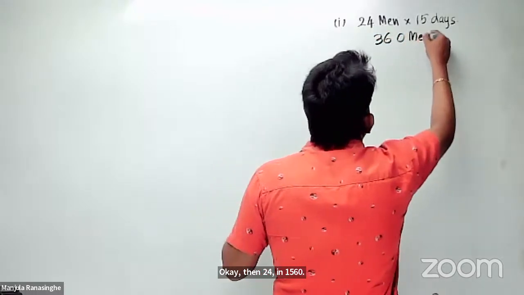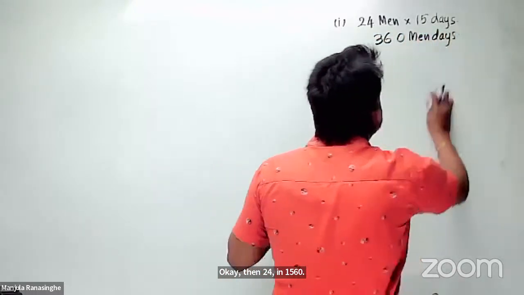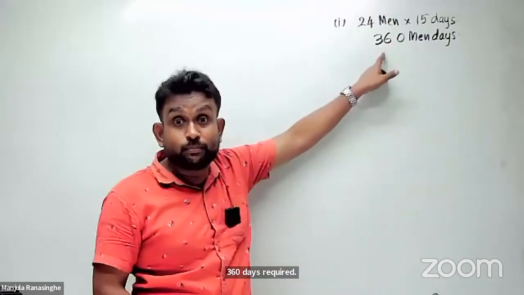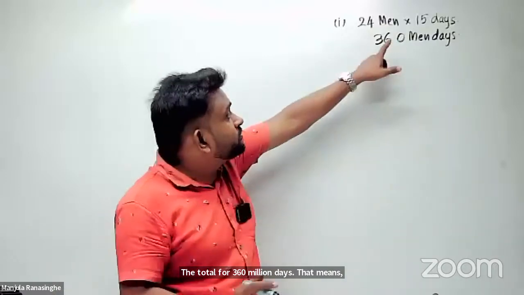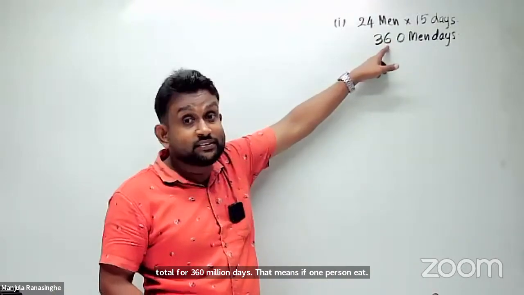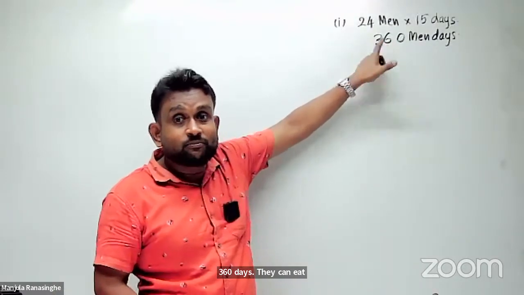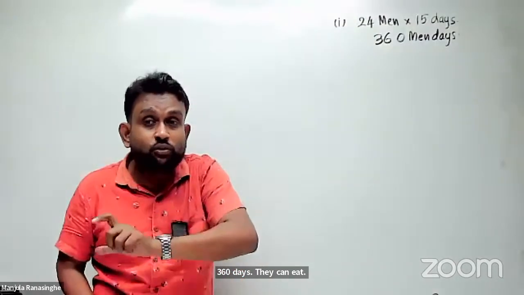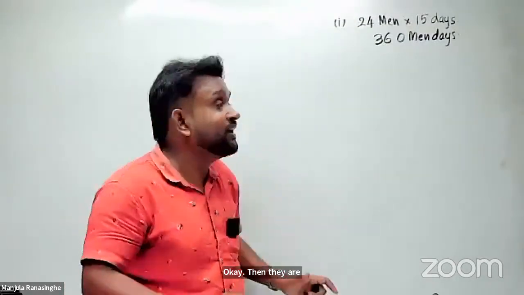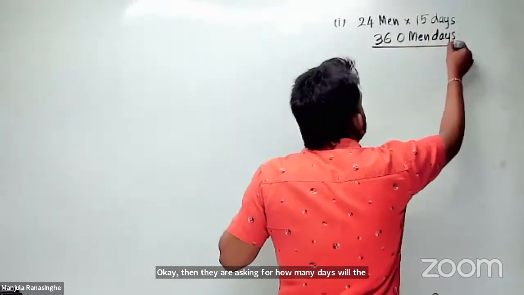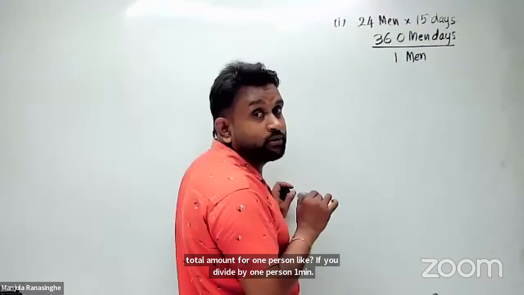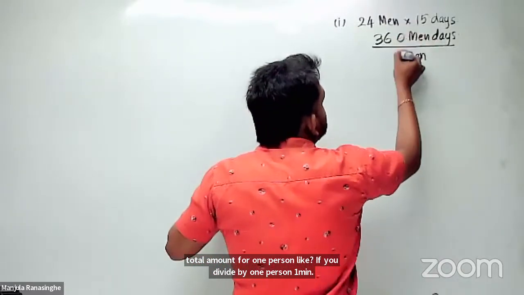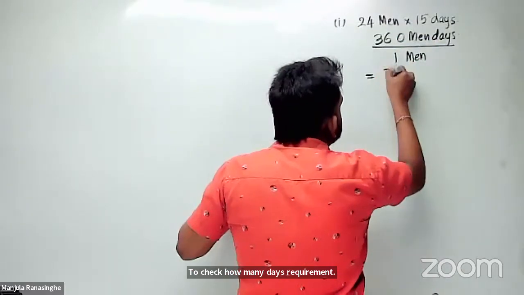360 man-days required. The total food is sufficient for 360 man-days. That means if one person eats, they can eat for 360 days. Then they are asking for how many days the total amount is sufficient for one person. If you divide by one person, one man, to check how many days, the man cancels, 360 divided by 1 means 360.